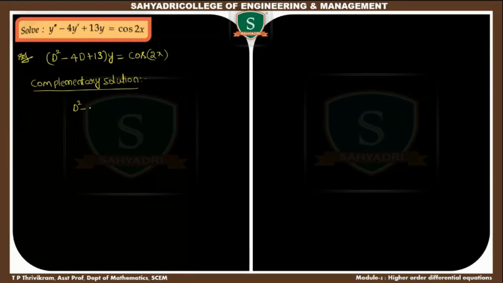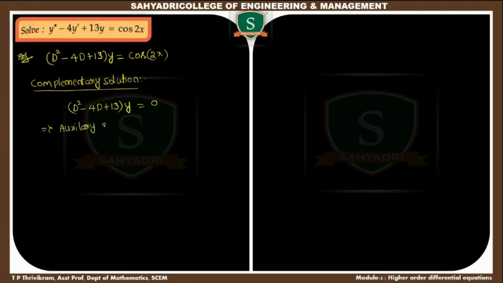D square minus 4D plus 13, into y is equal to 0. So this implies the auxiliary equation is m square minus 4m plus 13 equal to 0. Now you can apply the formula and get the answer.